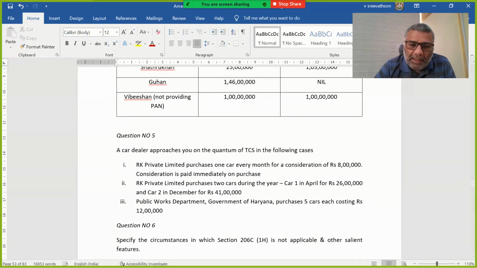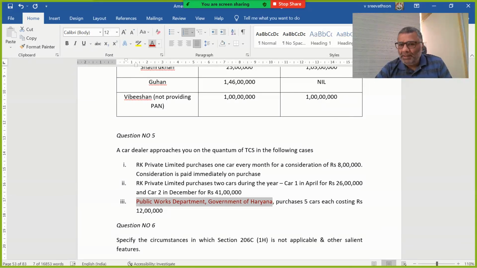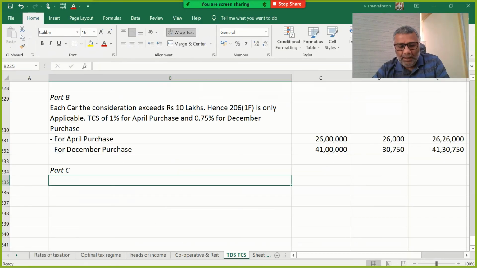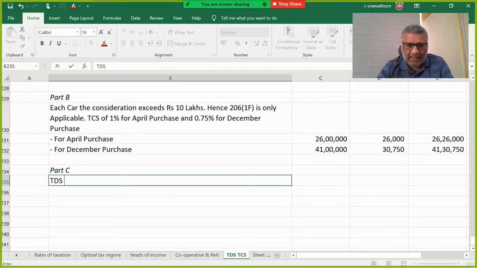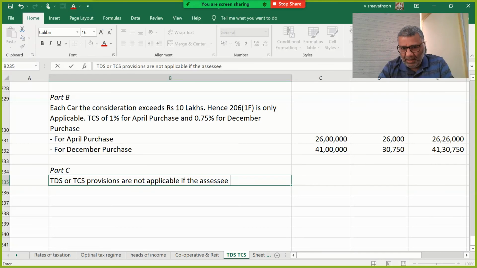Public Work Departments of Government of Haryana, there itself seal it. TDS, TCS provisions are not applicable for government. TDS or TCS provisions are not applicable if the assessee is central or state government.